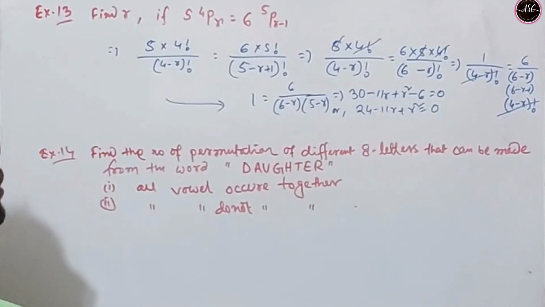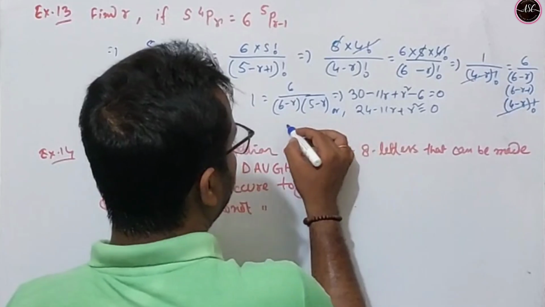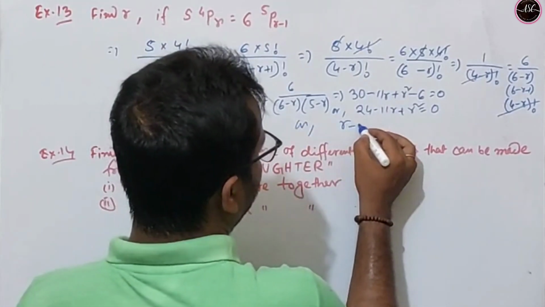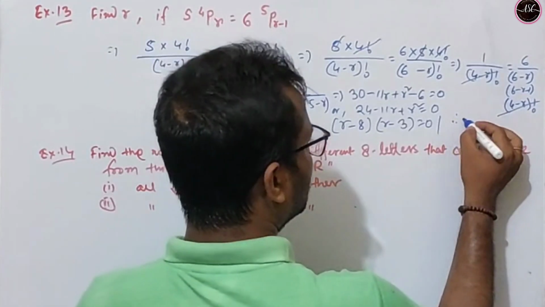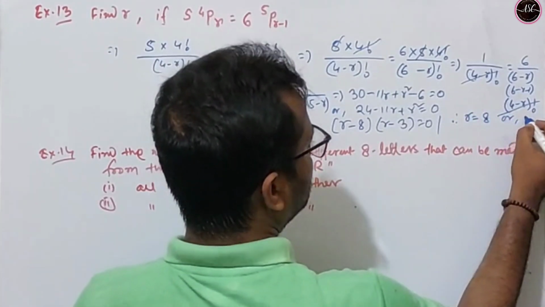Therefore, if we factor this, r minus 8, r minus 3 equal to 0. Therefore, r equal to either 8 or 3. So this is the answer.